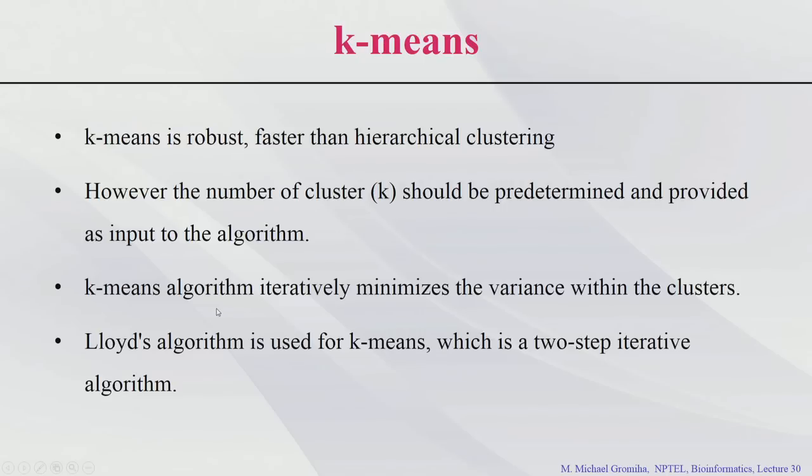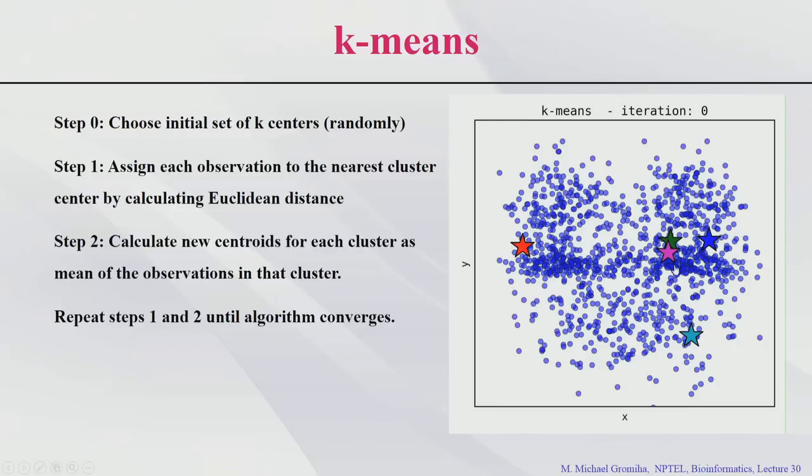What does k-means clustering do? It iteratively minimizes the variance within the clusters. Mainly Lloyd's algorithm is used for k-means, which is a two-step iterative algorithm. I will tell you how to do that. If you see a group of data, how do we cluster it? First, choose the initial set of k cluster centers. How many clusters do we choose here? 1, 2, 3, 4, 5 different colors, 5 different clusters, so we set k equal to 5. Then assign each observation to the nearest cluster by calculating the Euclidean distance.